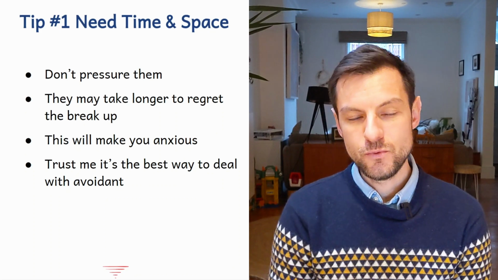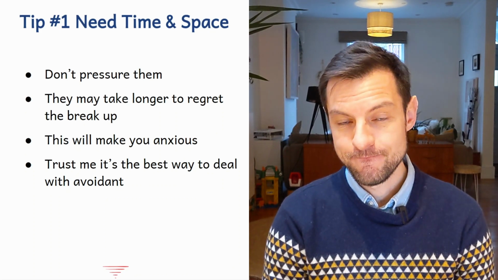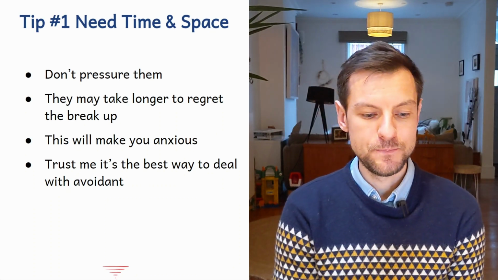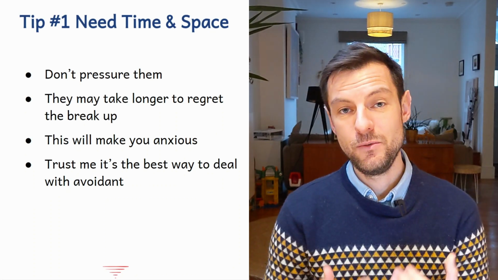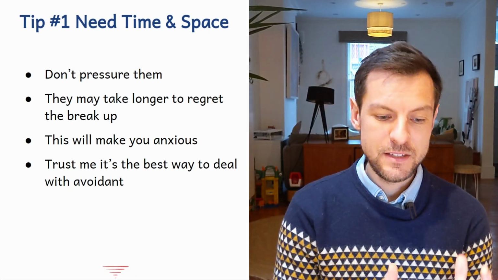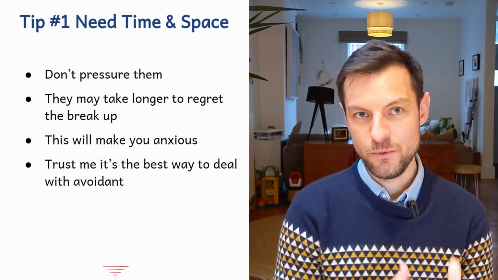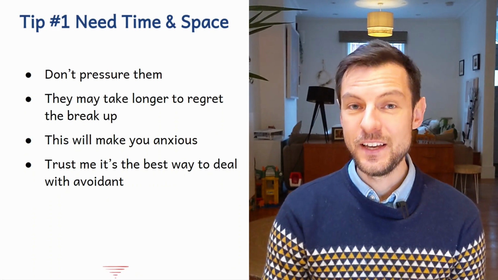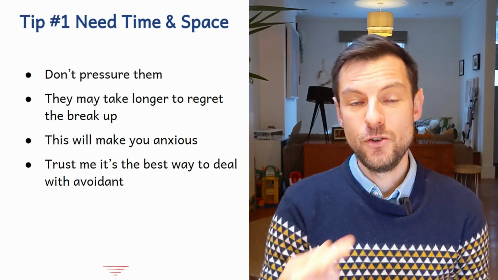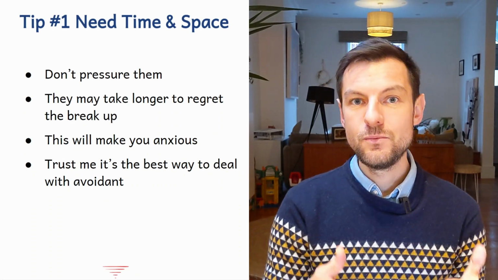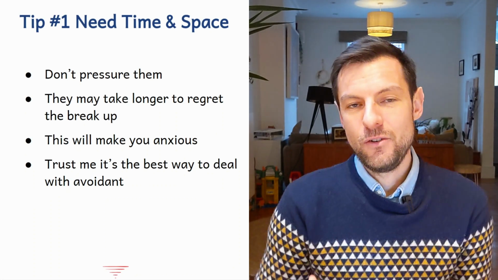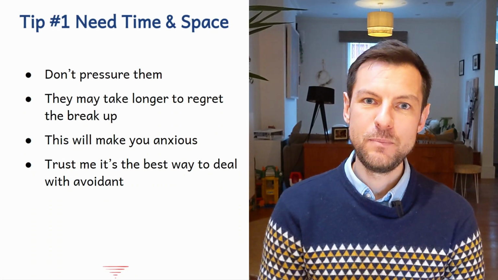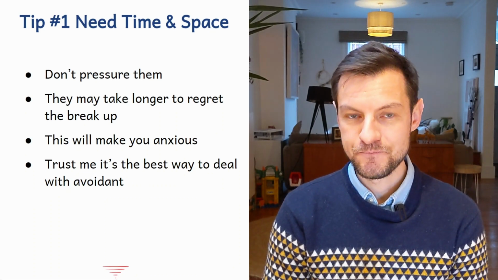They may take longer to regret the breakup, and so you have to acknowledge and understand that they need a bit more time sometimes than other people. The problem is that it would make you more anxious, but trust me, this is the best way to get back with an avoidant partner. The other option is to be anxious and clingy, and to spam them and harass them at some point, and this will create even more anxiety, or this will sort of fuel their attachment style, and it will basically prevent you from getting back with them.